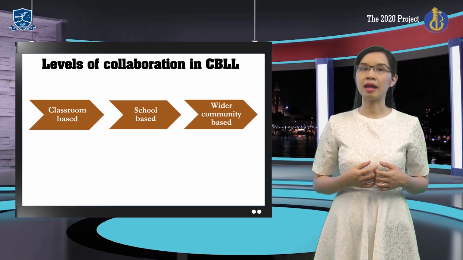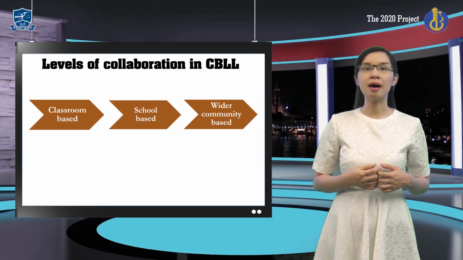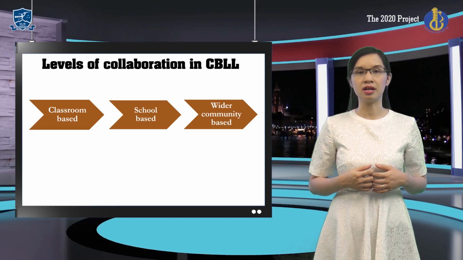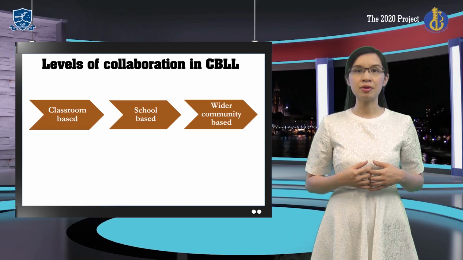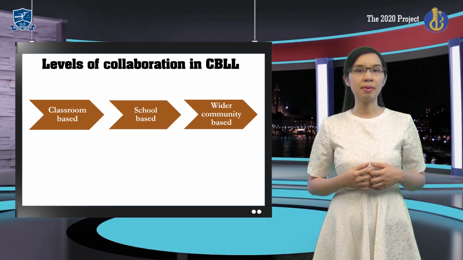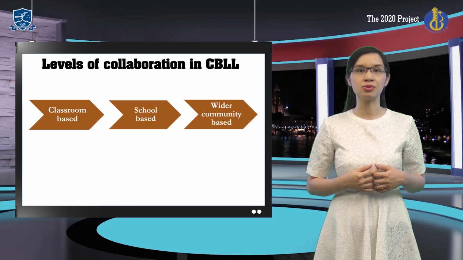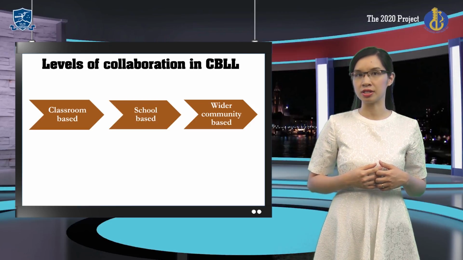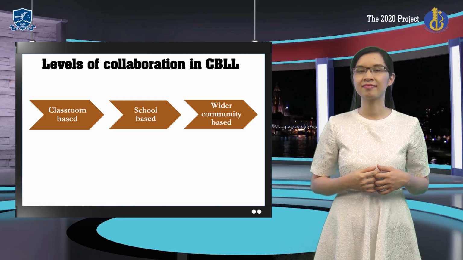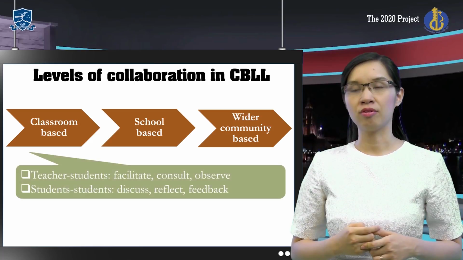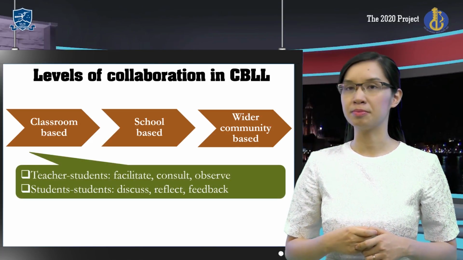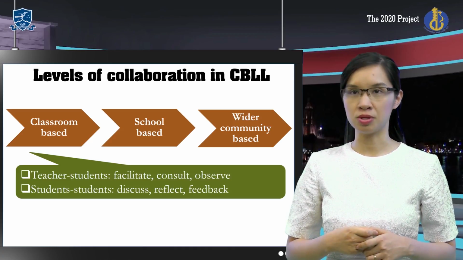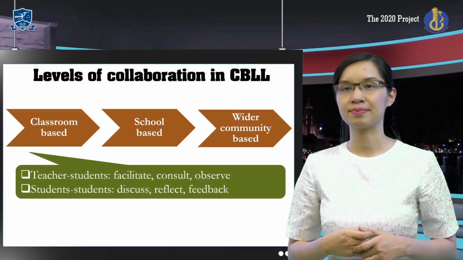The types of collaboration presented here are based on Johnston's division of collaboration levels in his research paper, Collaborative Teacher Development, published in the Cambridge Guide to Second Language Teacher Education, edited by Anne Burns and Richards. At the classroom-based level, the two main types of collaboration within a classroom community are teacher-students and student-student.